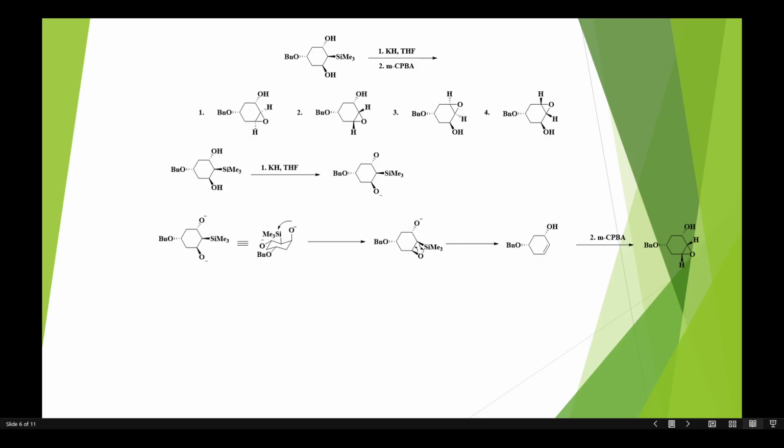Because in this particular case, the epoxide will be formed here only, but the stereochemistry of the epoxide will be different, because in that particular case we don't have that hydrogen bonding.